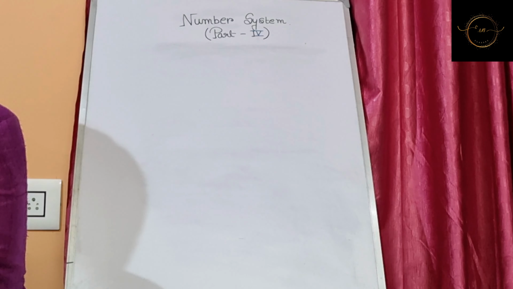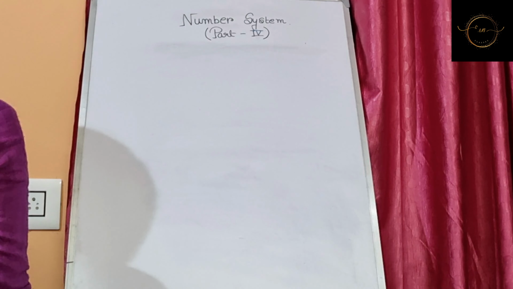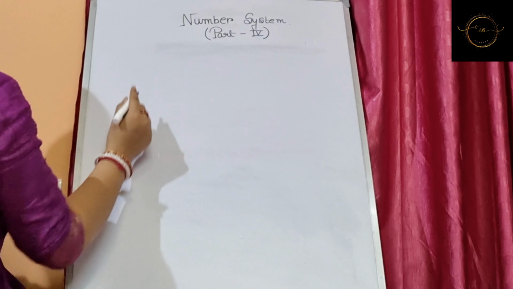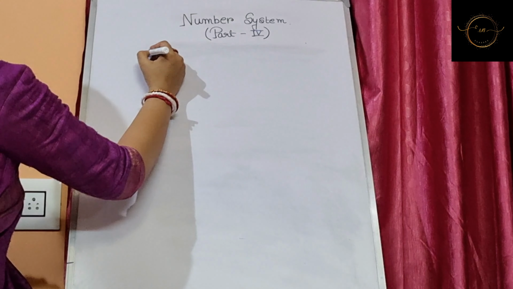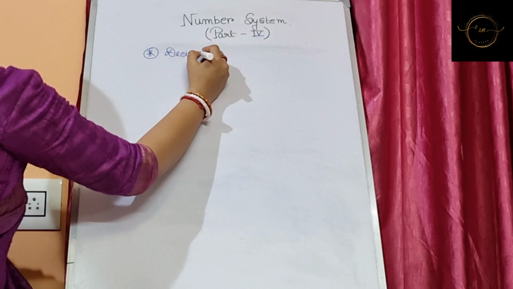Hello everyone. Today we start with part 4 of number system. Last day we have done the decimal representation of rational numbers. Today we start with the decimal representation of irrational numbers. So what is the decimal representation of irrational numbers?